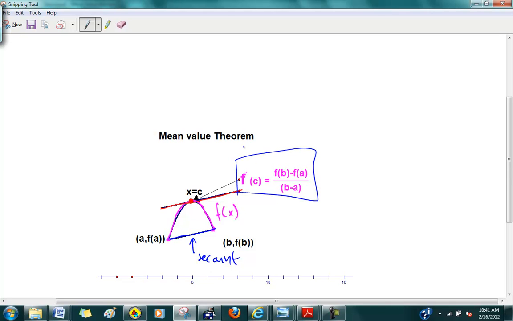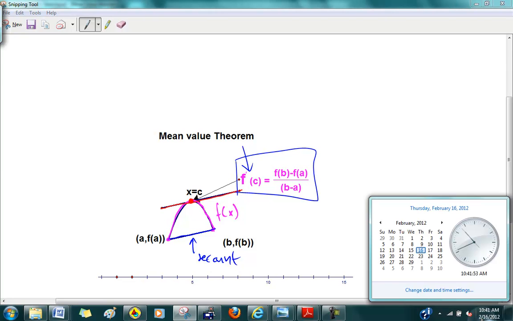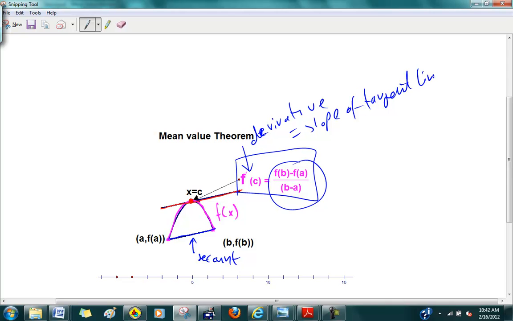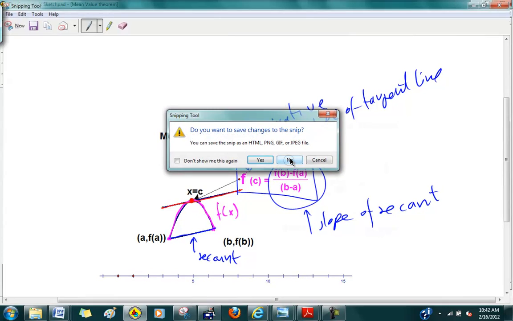It means that the derivative of the function is equal to the slope of the secant. So remember, this is the derivative, and you guys by now should know that the derivative is equal to the slope of the tangent line, okay, is equal to the slope of the secant. And pictorially that means that the two lines are parallel, the tangent and the secant are parallel. Okay, quick review from chapter 3.